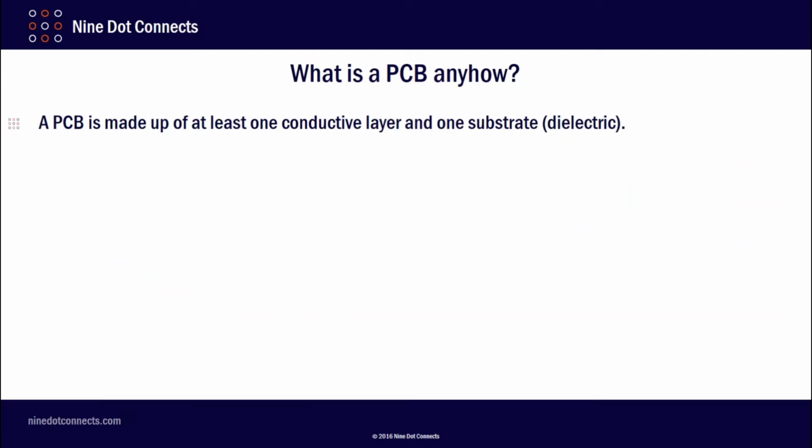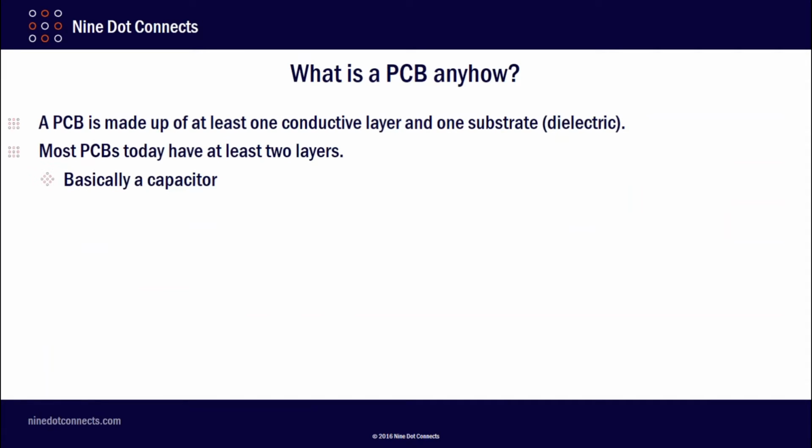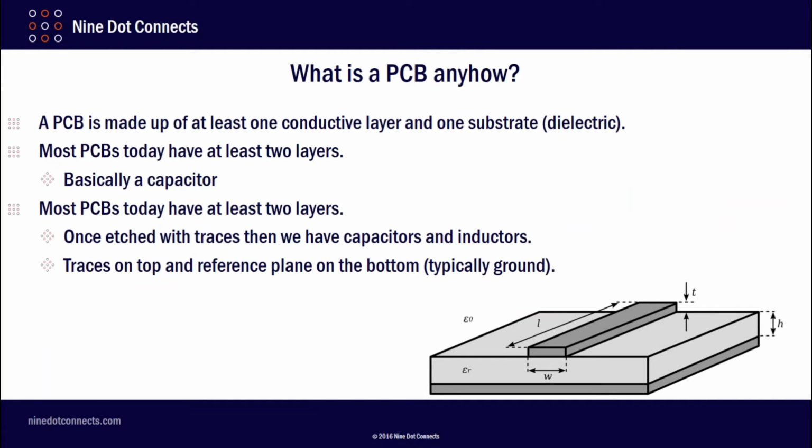Now, what is a PCB anyhow? A PCB is made up of at least one conductive layer and one substrate. Most PCBs today have at least two layers, basically a big capacitor, one etched with traces, with traces on top and a reference plane on the bottom, typically ground. Just a note here, the bottom does not have to be ground. It can be a power plane, and a power plane can serve as a reference plane if done properly.